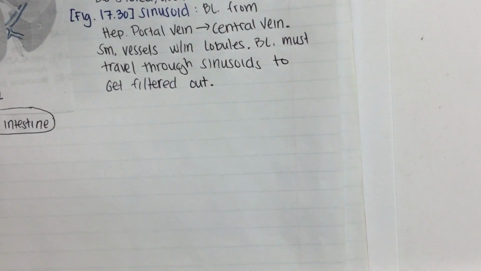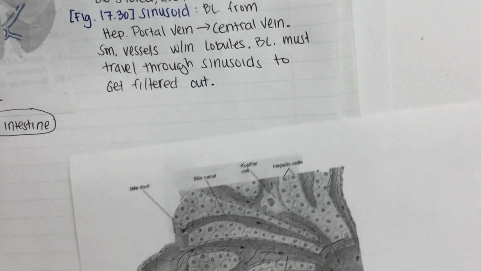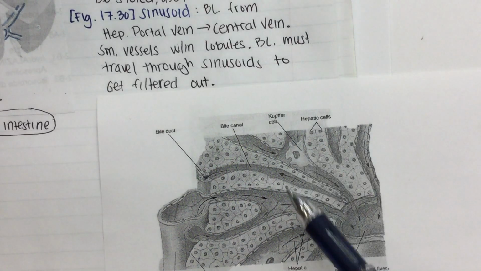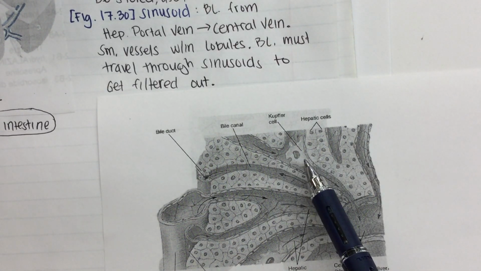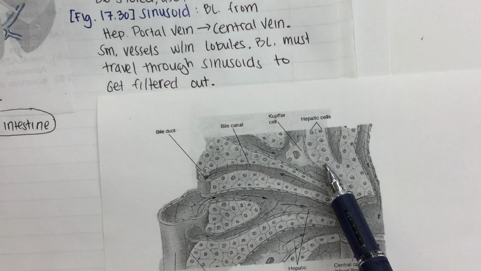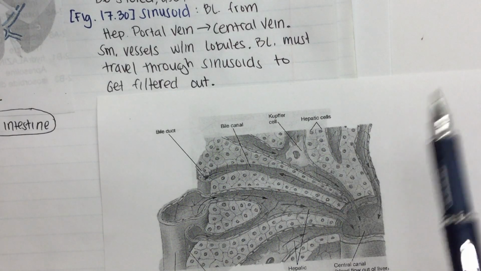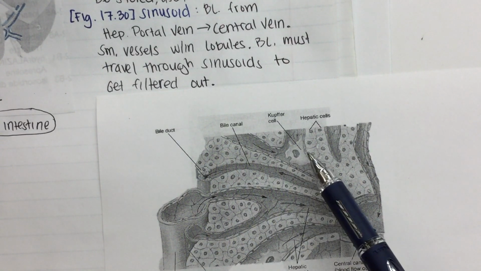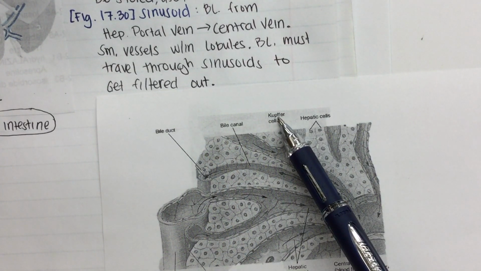So you have to make sure that in your drawing, your sinusoids have these little cells inside of them called Kupffer cells. It kind of looks like messed up sunny side up eggs. Do you have those in your drawings? Yes? Do you have them labeled? Okay, good. So in your drawing, you should have these little sunny side up cells. These are called Kupffer cells. Can you please say Kupffer?